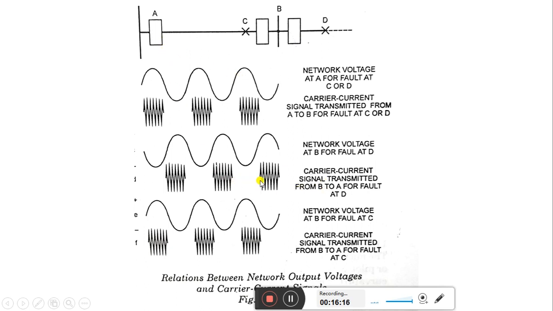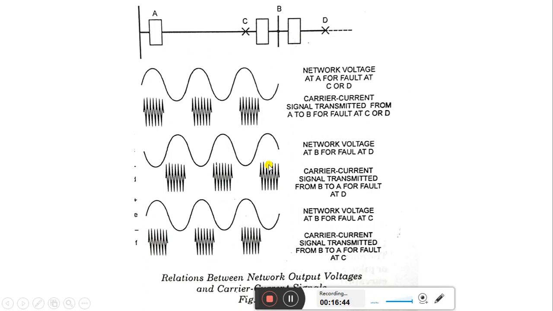Now this is the carrier current signal transmitted from B to A. Once the fault is at point D, the current signal is transmitted from point B towards point A for each positive half cycle as per the network voltage at point B. So up to here we are clear.